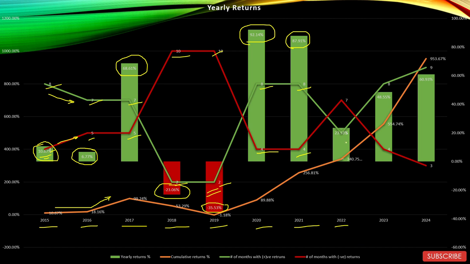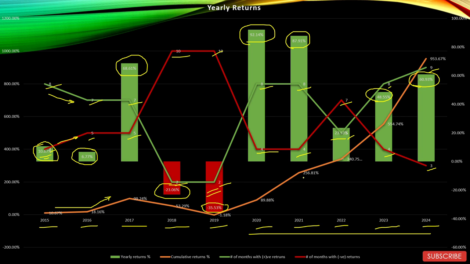In 2022, the sector gave good returns of 23.53%, but this time 7 months gave negative returns and only 5 gave positive returns. In 2023, the situation improved further and the sector managed to give average returns of 48.55% with 8 positive months and 4 negative months. In 2024, the sector again gave very good returns of close to 61% with 9 positive months and 3 negative months. So, all in all, the last 5 years seem to be very good for this sector.